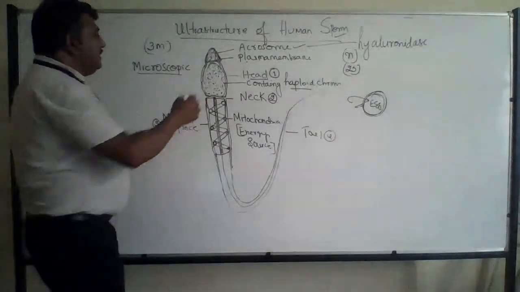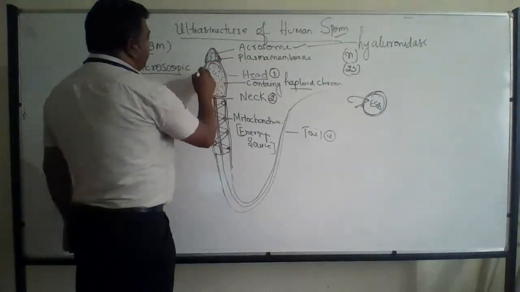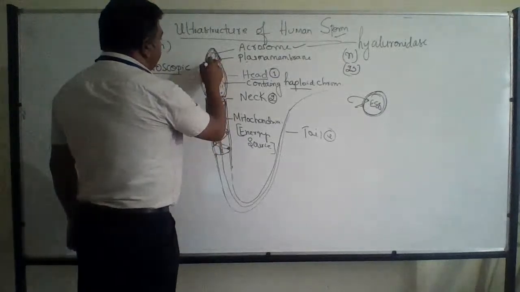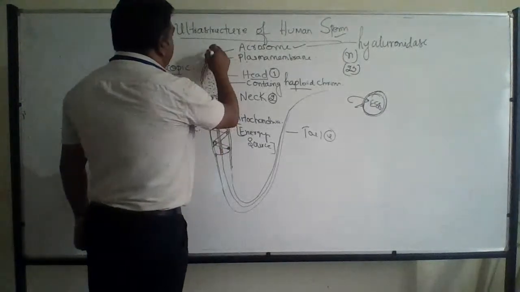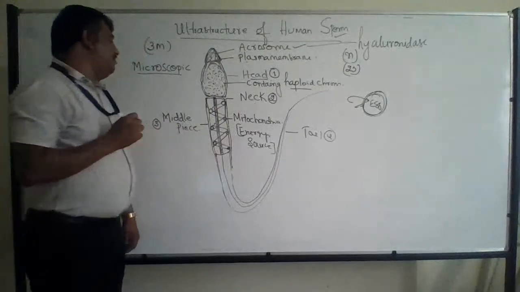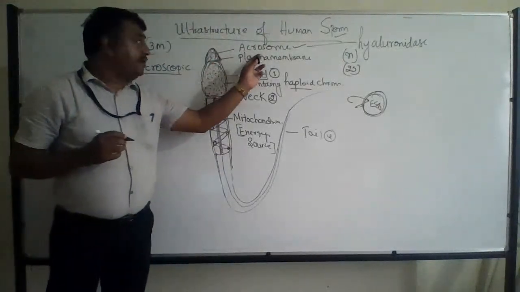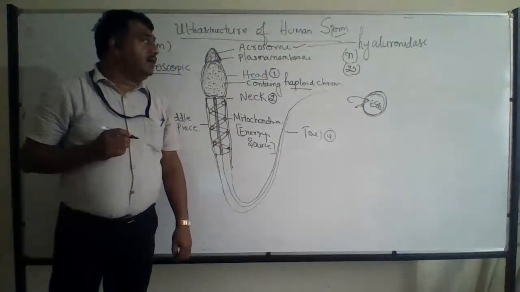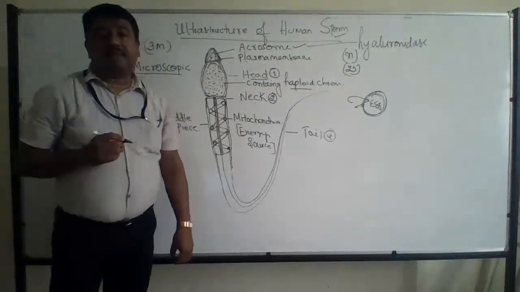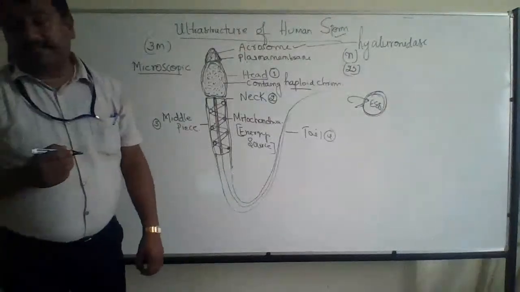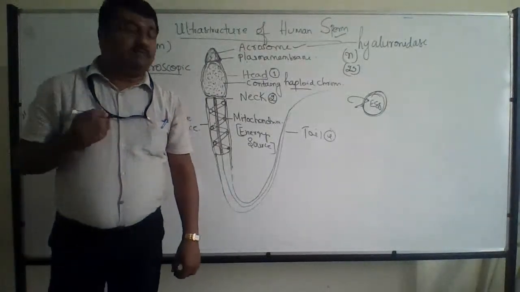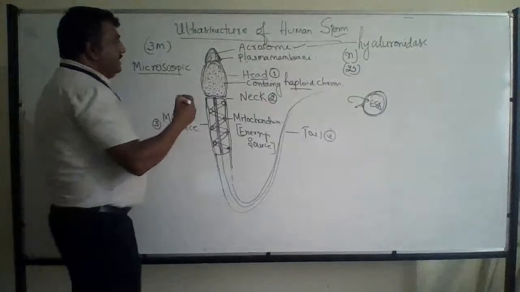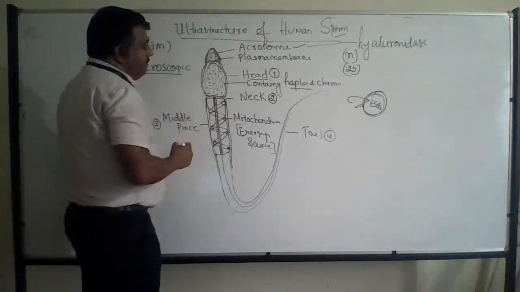That's why the anterior portion of the head of the sperm contains a cap-like structure. That cap-like structure is what we call the acrosome, and the acrosome is filled with an enzyme, for example hyaluronidase, that helps in the fertilization process. This is regarding the head and cap region.